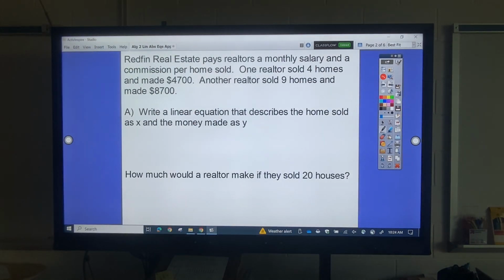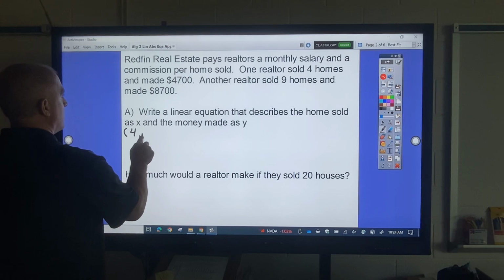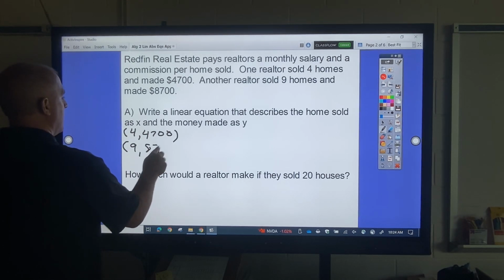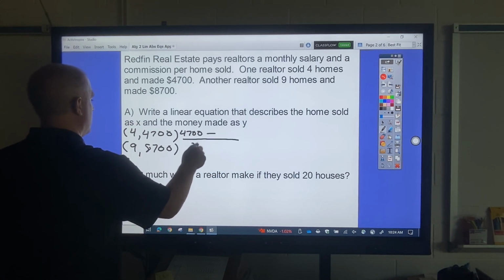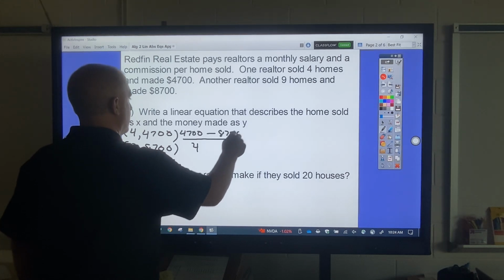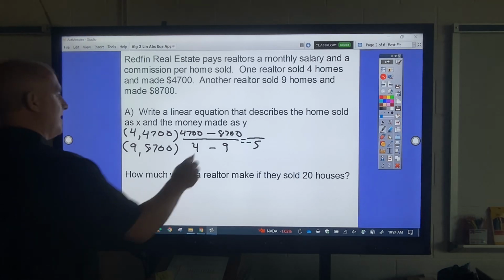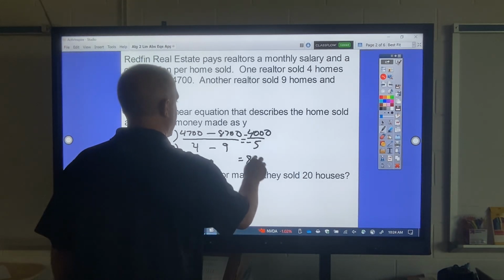Redfin pays realtors a monthly salary and a commission per home sold. One realtor sells 4 homes for $4,700. Another realtor sells 9 homes for $8,700. Write a linear equation that describes the situation. So I have 4 homes, $4,700, and 9 homes, $8,700. I'm doing the slope formula: 4,700 minus 8,700 over 4 minus 9, which is negative 4,000 over negative 5, so that would be 800.